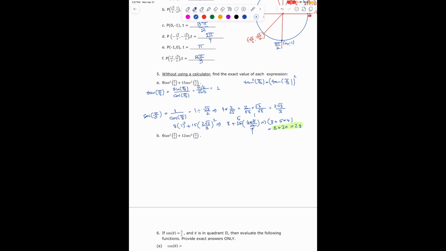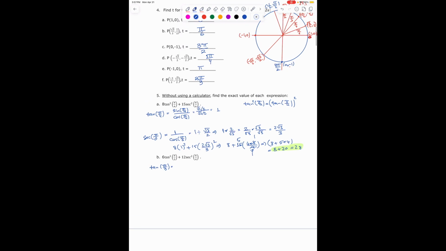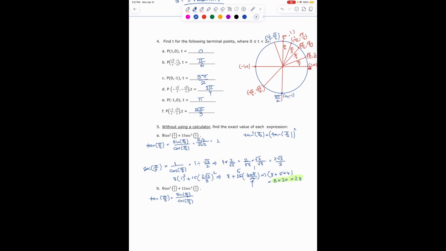We're going to do the same for this expression right here. So tangent pi over 3 is equal to sine pi over 3 divided by cosine pi over 3. If you look here, sine pi over 3 is square root of 3 over 2, divided by cosine pi over 3, which is 1/2. That will lead to square root of 3 over 2 times 2 over 1, which will give us square root of 3.